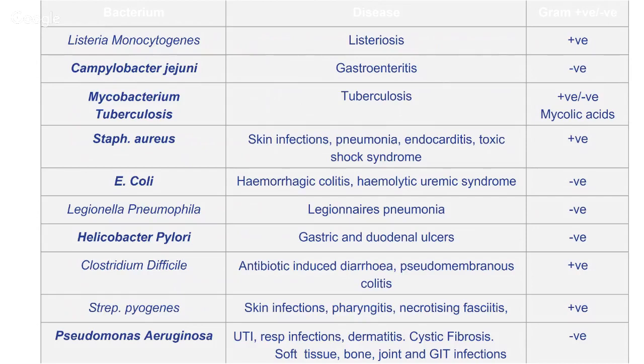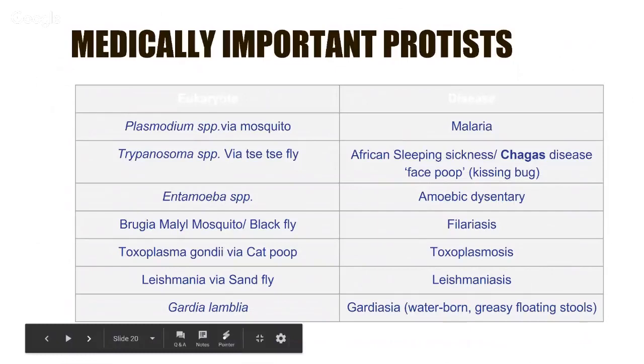And then Pseudomonas aeruginosa is really important in upper respiratory tract infections. A common buzzword for this is cystic fibrosis. So if someone has cystic fibrosis, they're really prone to Pseudomonas aeruginosa infections. And these are a few more classifications, some eukaryotic organisms and the diseases they cause.